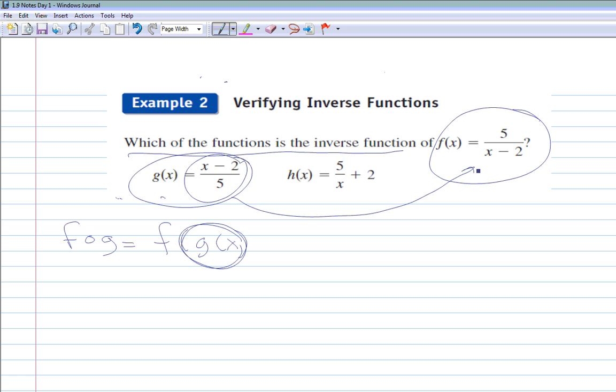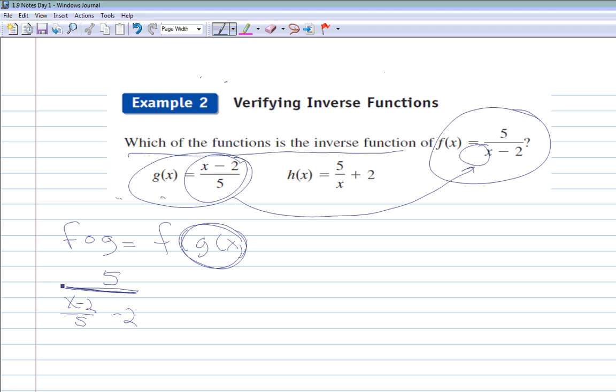Let's see what happens. So when I do that, I would have 5, and instead of x now, I have x minus 2 over 5, and then I still have minus 2. Now, this is a little tricky. This is the algebra. This is the inverse part. This is the algebra part from here on. So pay really careful attention. This is where you probably will have most of your trouble.